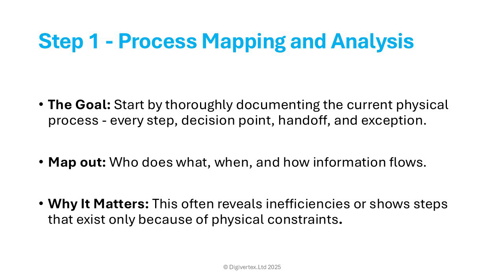So we're going to start by thoroughly documenting the current physical processes, the decision points, the handoffs, the exceptions, map out everything. Who does what? When? How does information flow? As you do this, you discover where you've got the bottlenecks, where you've got inefficiencies, and where the physical way of doing things, for example, with so many pieces of paper, is constraining you and holding you back.